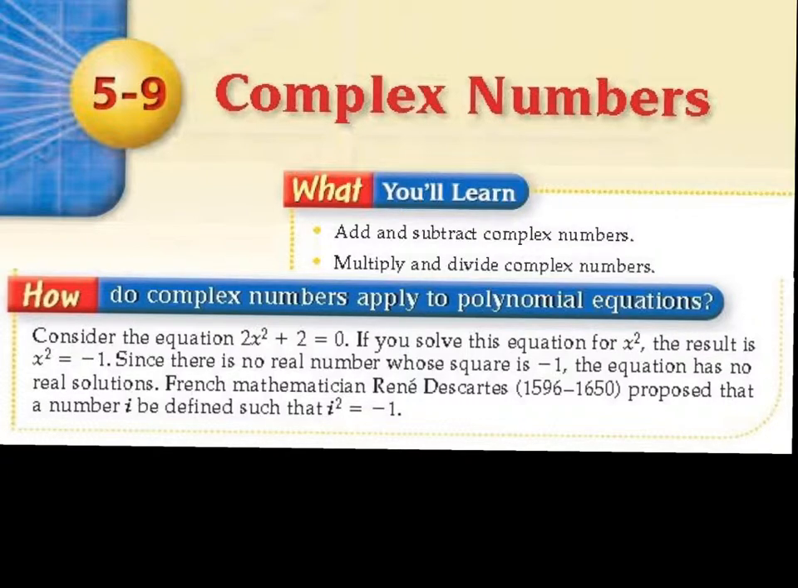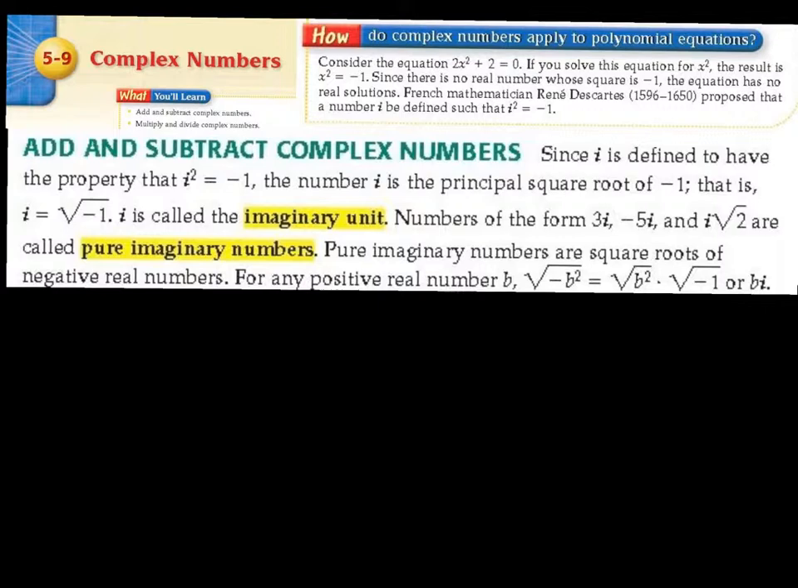French mathematician René Descartes proposed that a number i be defined such that i squared equals negative 1. Since i is defined to have the property that i squared equals negative 1, the number i is the principal square root of negative 1. That is, i equals the square root of negative 1. i is called the imaginary unit.